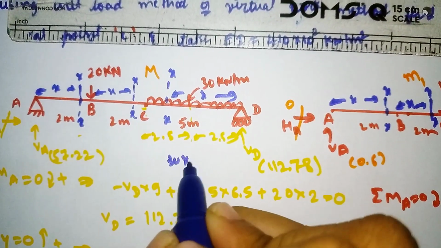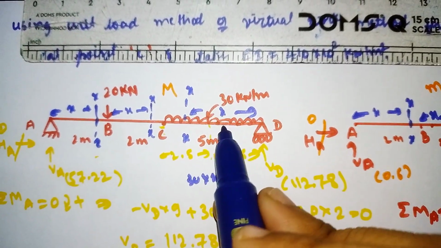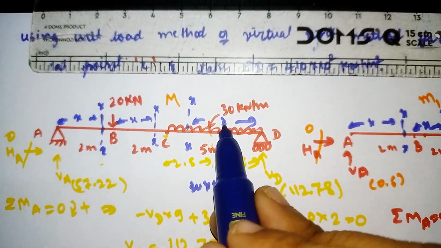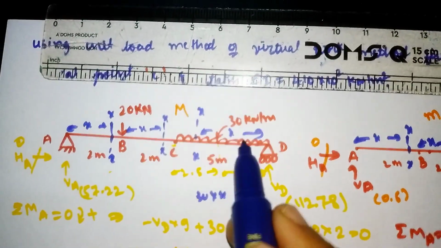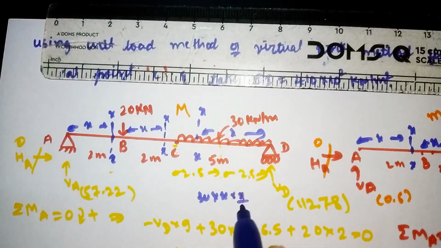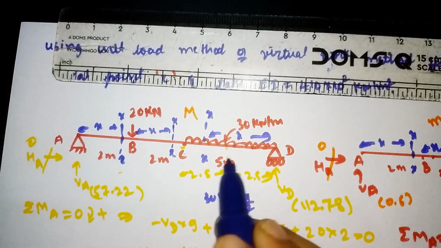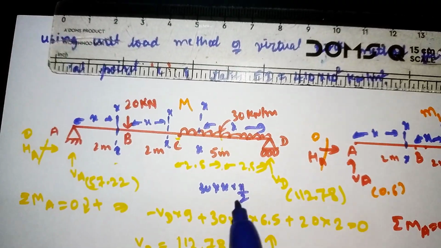So 30 into x. The UDL always acts at a distance of L by 2, and L by 2 is nothing but x by 2, where L is the length. From here to here the length is x, so the UDL acts at the halfway distance, x divided by 2.